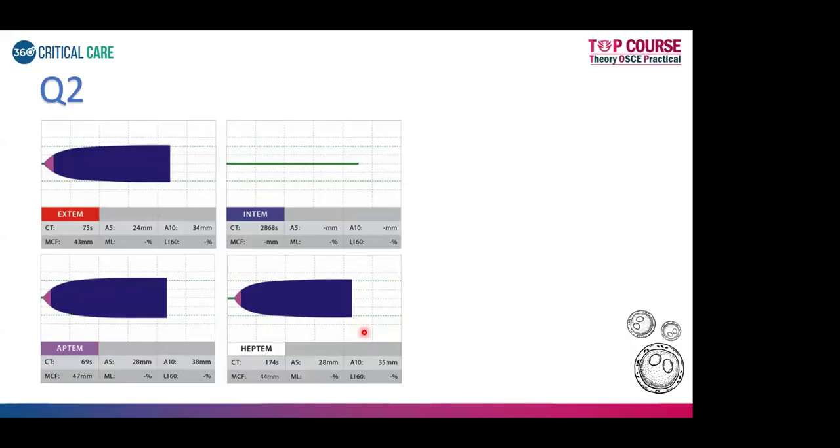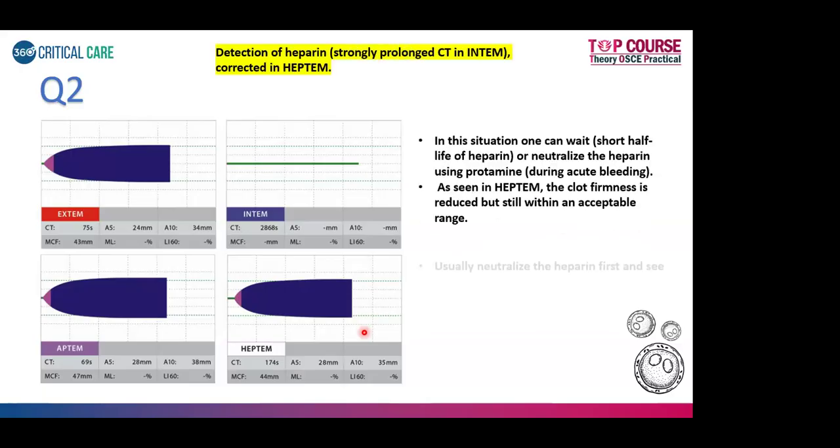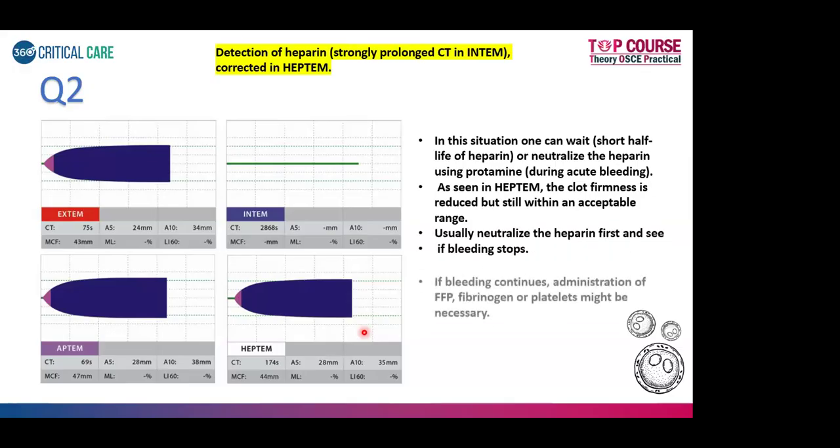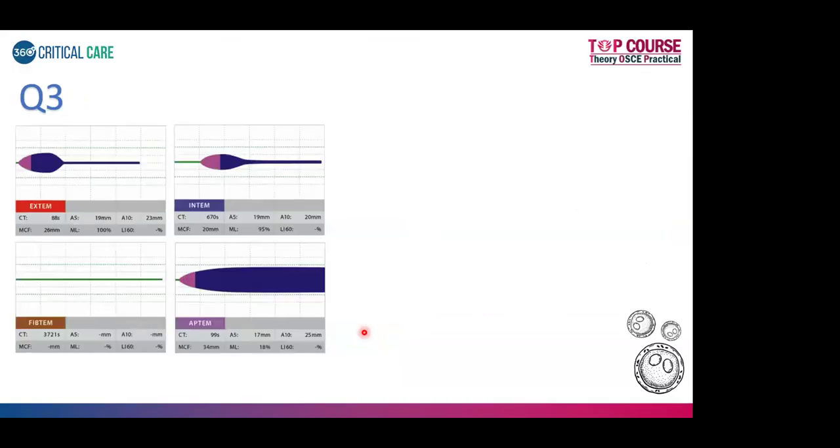So I think you understood how to approach ROTEM now. You saw EXTEM is normal or near normal, and then you saw INTEM is quite prolonged. After that you saw what happened to HEPTEM. HEPTEM became normal. So that is an indication of the use of heparinase. Okay, so good. Next question.